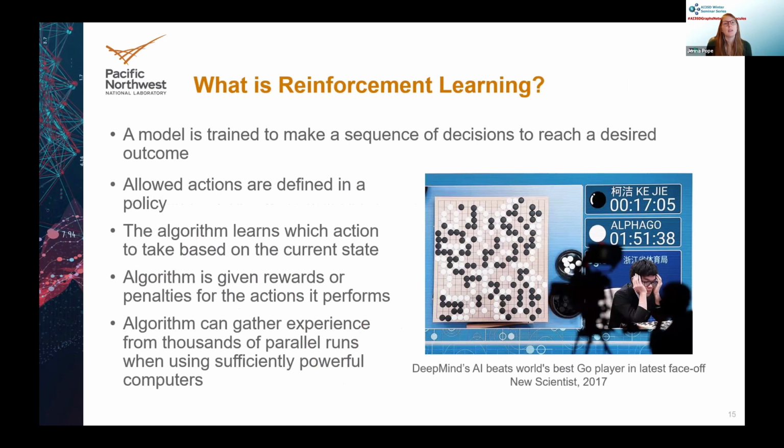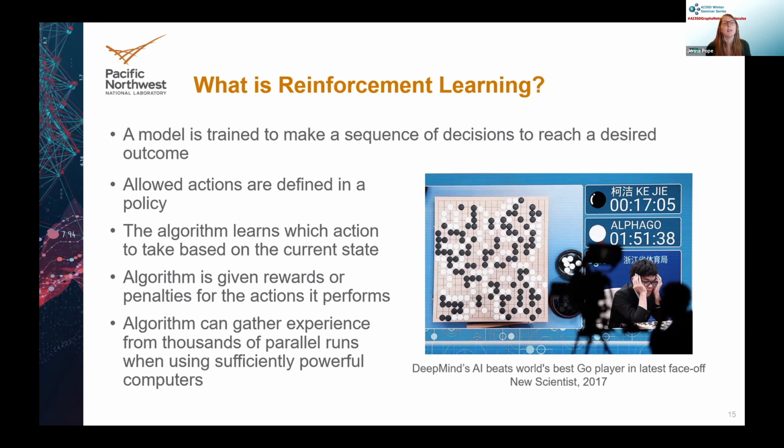So reinforcement learning involves training models to make a sequence of decisions that lead to a certain outcome. The algorithm uses trial and error to come up with the solution to the problem. So we really have the algorithm making its own solution to the problem we give it. And to move the algorithm in the desired direction, the algorithm is given rewards or penalties for the actions it performs. And this leads to kind of a game-like situation where the algorithm is trying to maximize its reward, minimize its penalties, while figuring out how to solve the problem we've given it.